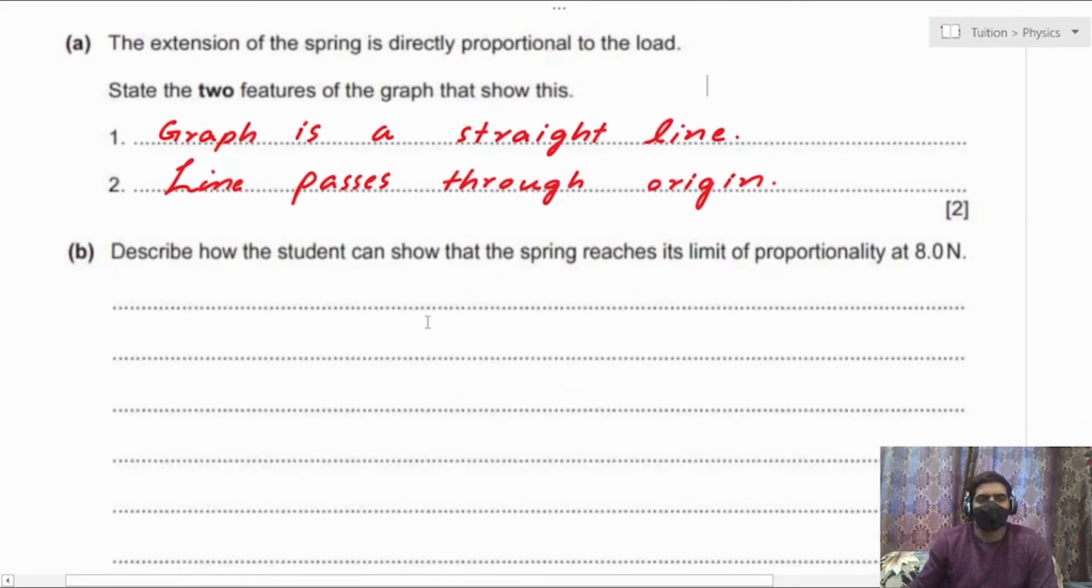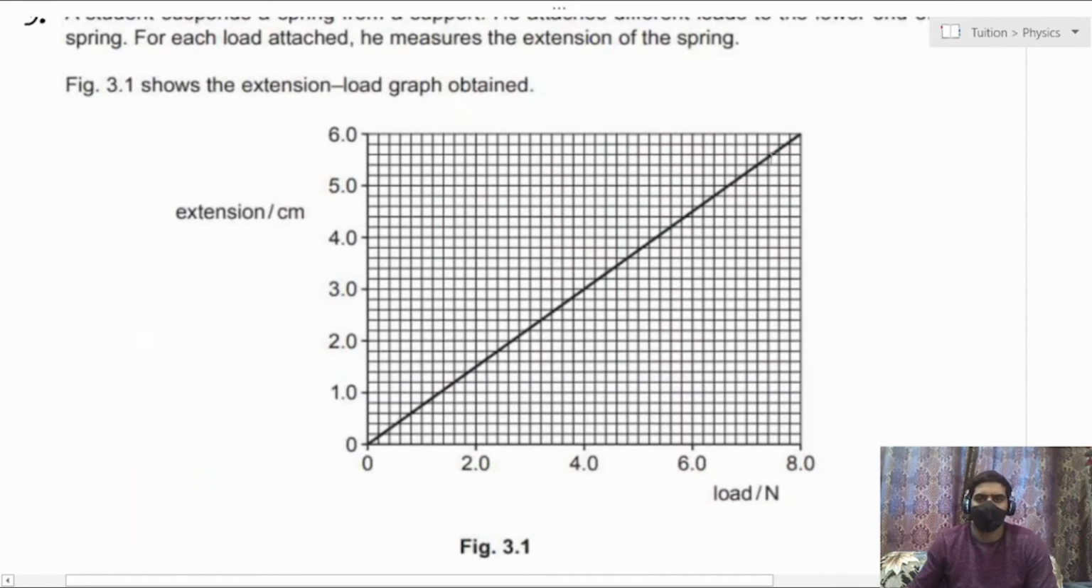Let's move on to the next one. Describe how the student can show that the spring reaches its limit of proportionality at 8.0 Newton. Basically they are saying that at this point the graph has reached its limit of proportionality, but how can the student show that? The student can show it if he plots the graph further, extending the line after collecting data for loads more than 8 Newton, plotting and joining the points, getting the curve, and he can then show that.